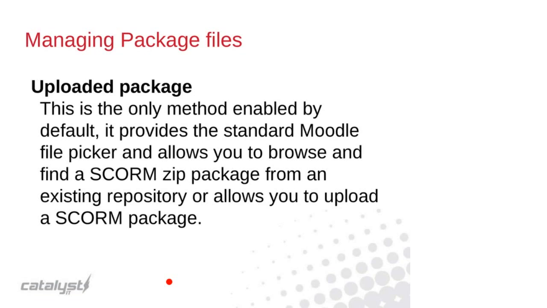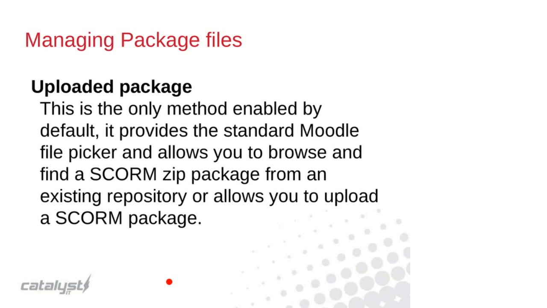Click on Add Activity, choose SCORM, and inside that window it shows you the Add File area, and you go through the standard Moodle file picker. It allows you to browse and find a SCORM zip package from your local machine or from an existing repository that you've already set up, and just select that individual zip, and it will then pull it into the SCORM module, extract it, and then play it.